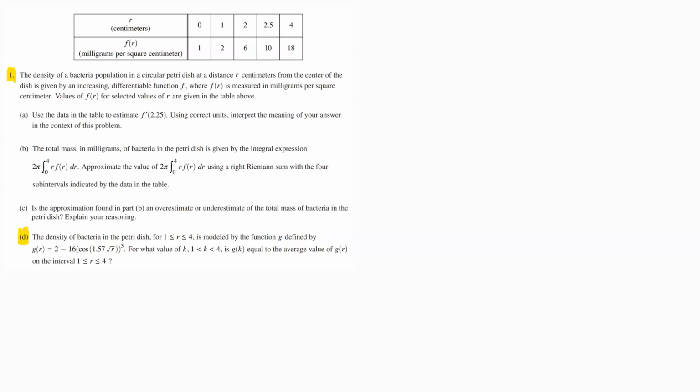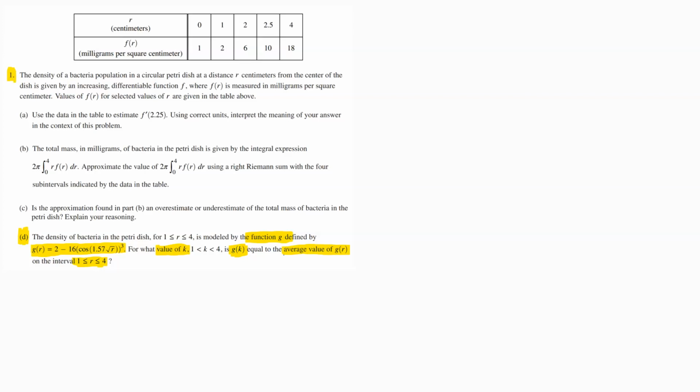So, looking at part D, what we can see is we've got the density of the bacteria in this petri dish from 1 to 4 is modeled by this new function. Notice that what we're talking about here is different than what the table's talking about. We're talking about this new function G, and this is the equation that they give us for G. And they want to know for what value of k that lives between 1 and 4 would the function value be equal to the average value of that equation from 1 to 4.